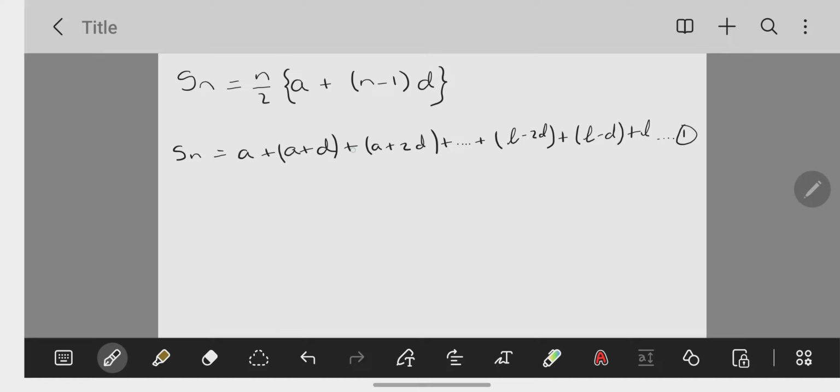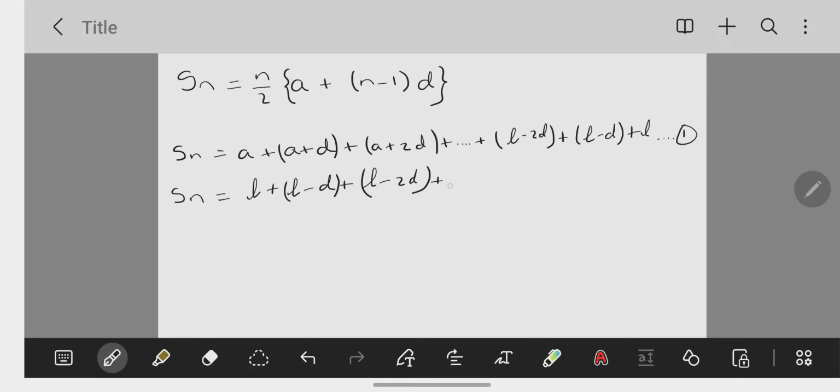Now, we are going to write this backwards because we know that 1 plus 3 plus 5 is the same as 5 plus 3 plus 1. Both give the same answer. So therefore, I can just rewrite this the other way around, starting with the L. Oh, sorry, it's minus here.